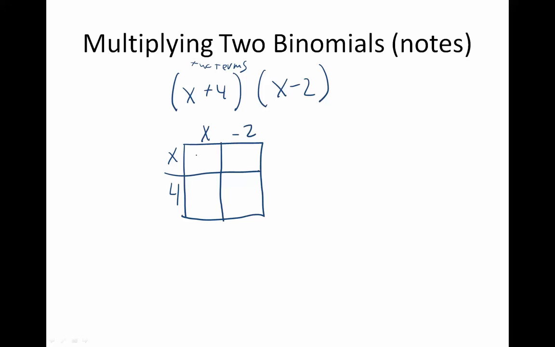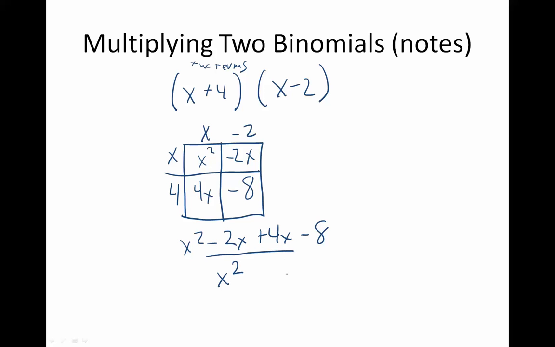X times x makes x squared. And x times negative 2 makes negative 2x. And 4 times x makes 4x. And 4 times negative 2 makes negative 8. And like I said in the previous one, what's in the boxes, that's our solution. X squared minus 2x plus 4x minus 8. And then remember, these have the same terms, so we need to combine them. Therefore, this is x squared plus 2x minus 8.